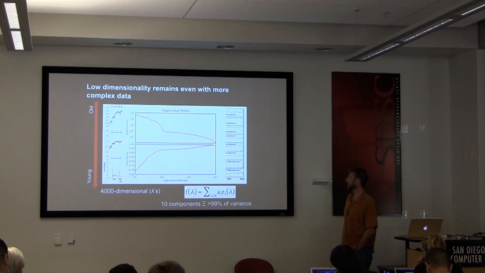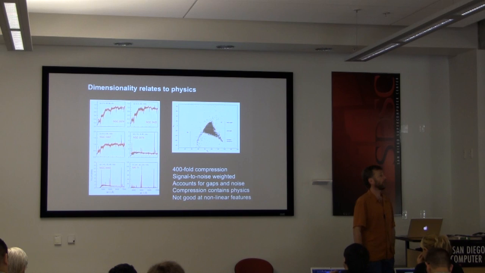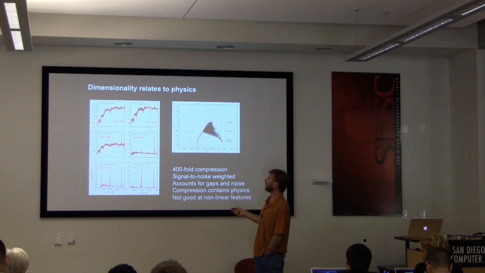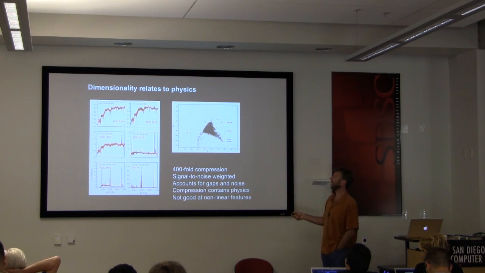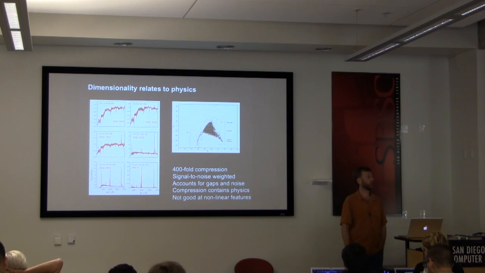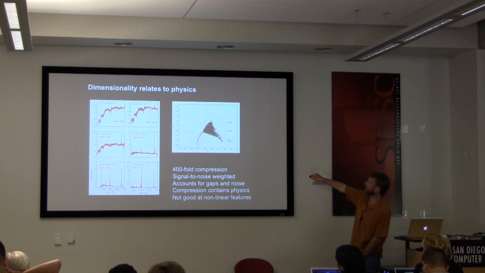Why is that useful? Well, that's useful because this provides you effectively with a compression. If you go from 4,000 spectral elements down to 10 components, then you've got a compression of a factor of 400. This shows you a set of spectra. The red line is the input spectrum, and the black line is the reconstructed spectrum using just the first 10 eigenvectors. So you can see that you can reproduce the input spectrum to a high degree of accuracy.